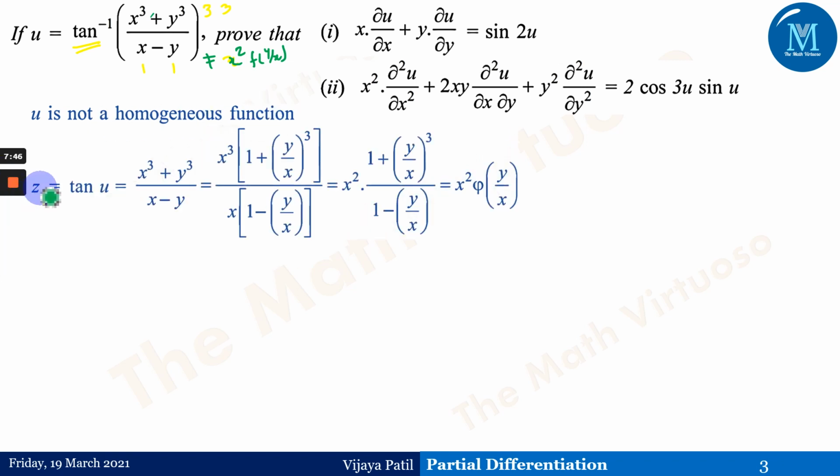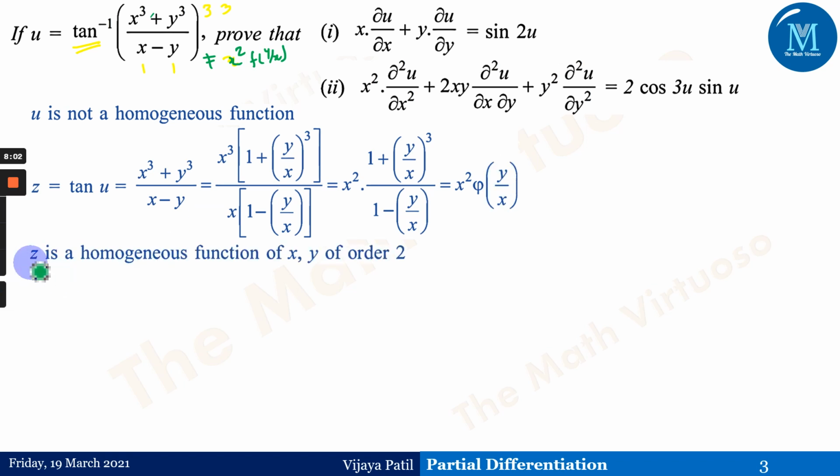But if we are considering z is equal to tan u, which is (x cube plus y cube) upon (x minus y), that is what I have explained here. That can be written as x square into phi of y by x. Instead of f we are using phi, that doesn't matter over here. So that means this z is a homogeneous function of x and y with degree equal to 2.